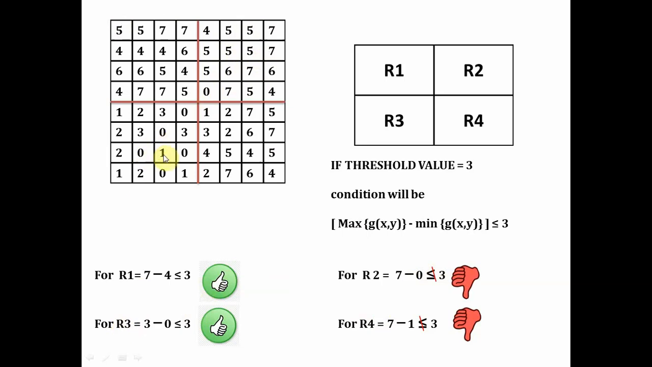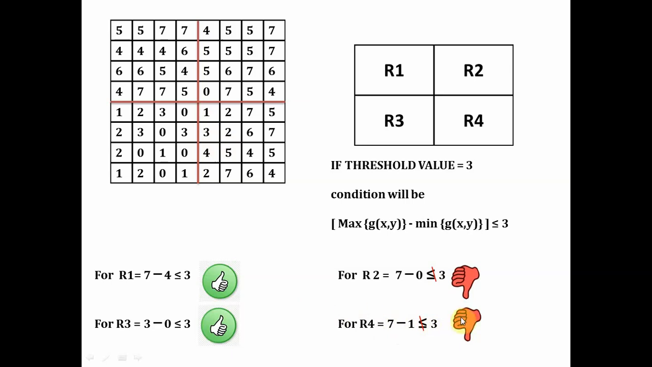Now R3, this is the region. What is the maximum value in this region? 3 minus 0 is 3. Yes, satisfied. Now for R4, what is the maximum value? 7, and the minimum value is 1. 7 minus 1, no, you cannot satisfy the condition.